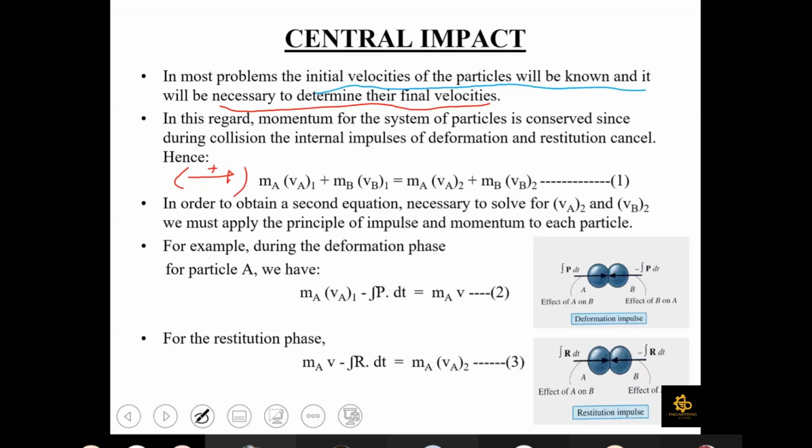So since there is no external impulsive force acting on the system along the line of impact, it means that the system's momentum has been conserved along the line of impact. So applying the conservation of momentum principle, which says that the initial momentum of the system, which is MAVA1 plus MBVB1, should be equal to the final momentum of the system, which is MAVA2 plus MBVB2. Let us call it equation number 1, which has two unknowns, VA2 and VB2. It means that in order to solve this system, we require one more equation in terms of VA2 and VB2 so that the system of equations can be solved simultaneously.